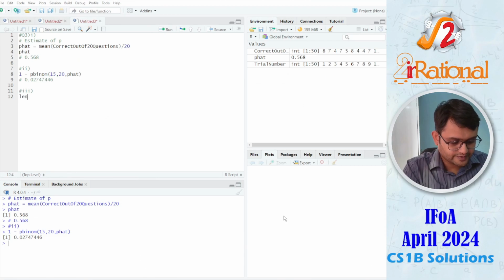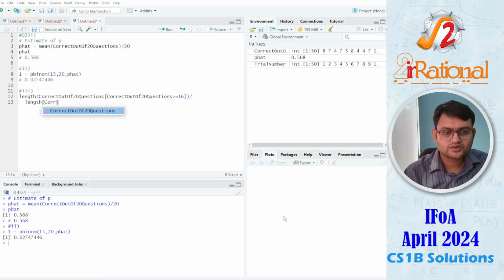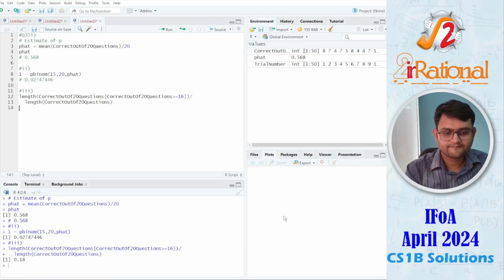Calculate the proportion of practice tests that the student has passed. So the proportion would be the length of the values such that we have correct out of 20 questions, and out of that, I want only the values that are greater than or equal to 16. Then divide by the total number of values. So I have 0.18.